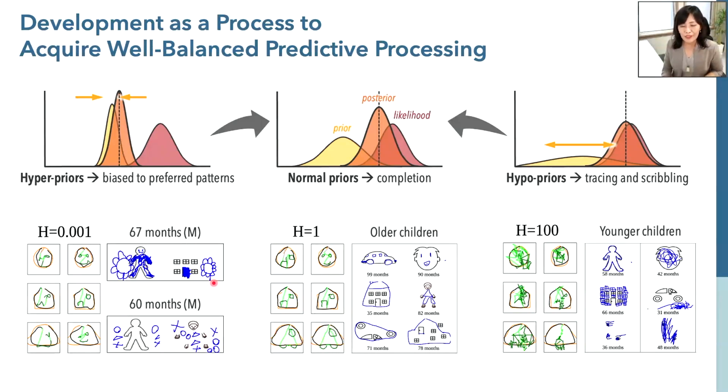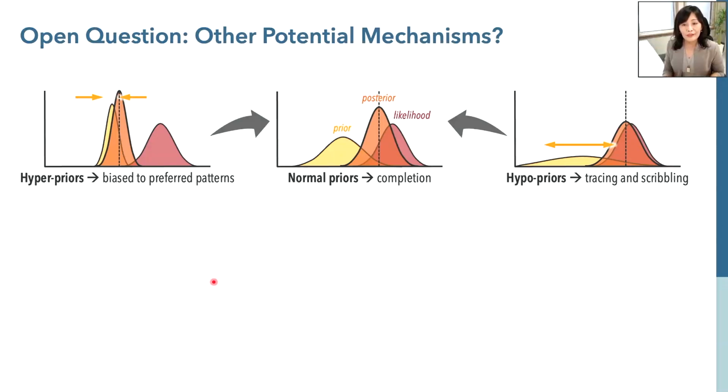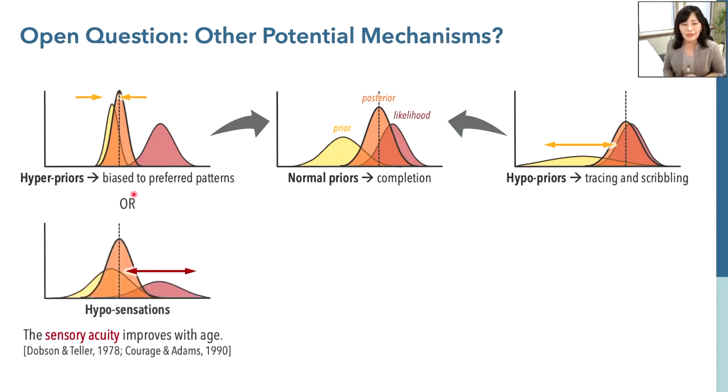But then, of course, there are several open questions. One question is whether there is any other potential mechanism that can account for the different immaturities. For example, the outcomes of the hyperprior can be explained not only by this hyperprior, but also by hyposensation. We know that human children, especially young children, have less acuity in sensation. And less acuity here is represented as a larger Gaussian distribution. This results in similar posteriors to the hyperprior network. So maybe another potential hypothesis or underlying mechanism can be hyposensation for the biased or preferred patterns.